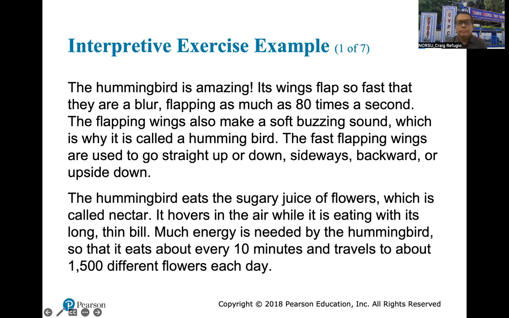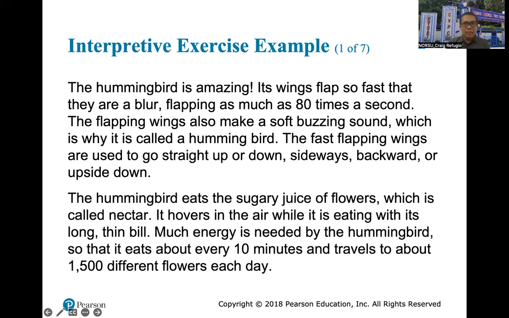The hummingbird eats the sugary juice of flowers, which is called nectar. It hovers in the air while it is eating with its long, thin bill. Much energy is needed by the hummingbird so that it eats about every 10 minutes and travels to about 1,500 different flowers each day.